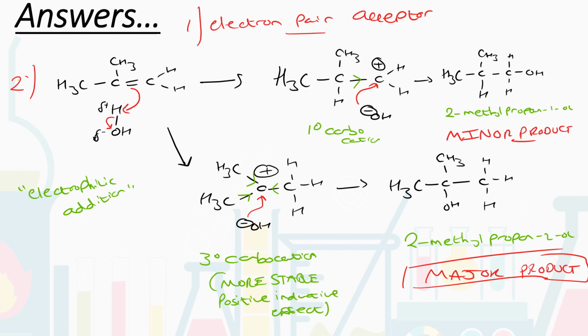Now, the 2-methylpropan-2-ol is the major product because it has come from the more stable carbocation, the tertiary carbocation. It's more stable because it has more positive inductive effects. The 2-methylpropan-1-ol would be the minor product.